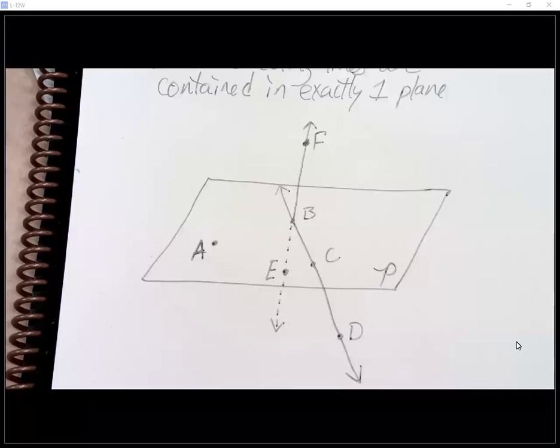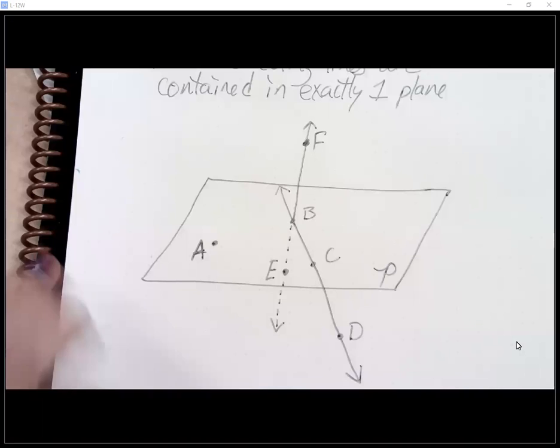Okay, does this make sense? Oh, they're tricky, I know. I appreciate the trickiness. That's part of why I love geometry so much. But anyway, I know some of you are like, what? This is why I hate it. No, you don't think that.